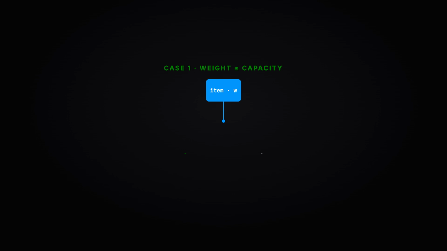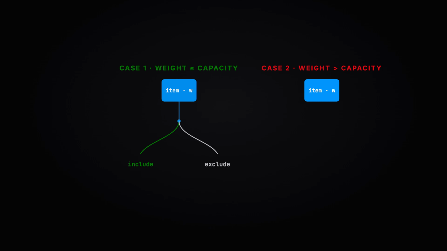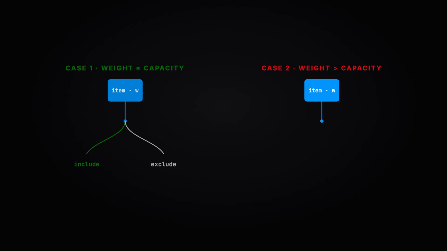Case 1. The item fits inside the knapsack. If the item's weight is less than or equal to the remaining capacity, then we actually have two choices. We can include the item or we can exclude it. Case 2. The item is too heavy. If its weight is greater than the remaining capacity, we have no decision to make. The only possible action is to skip it. So, when an item fits, recursion branches into two. When it does not, there is only one path.